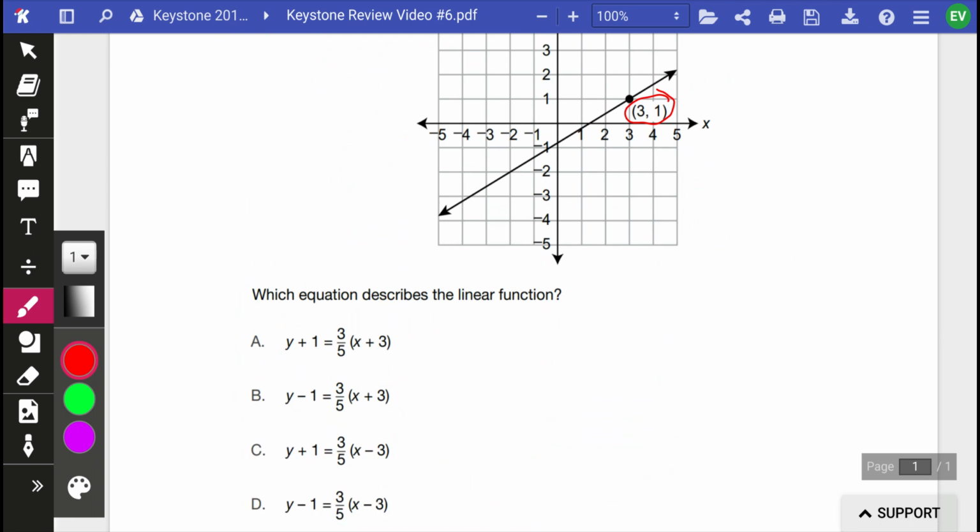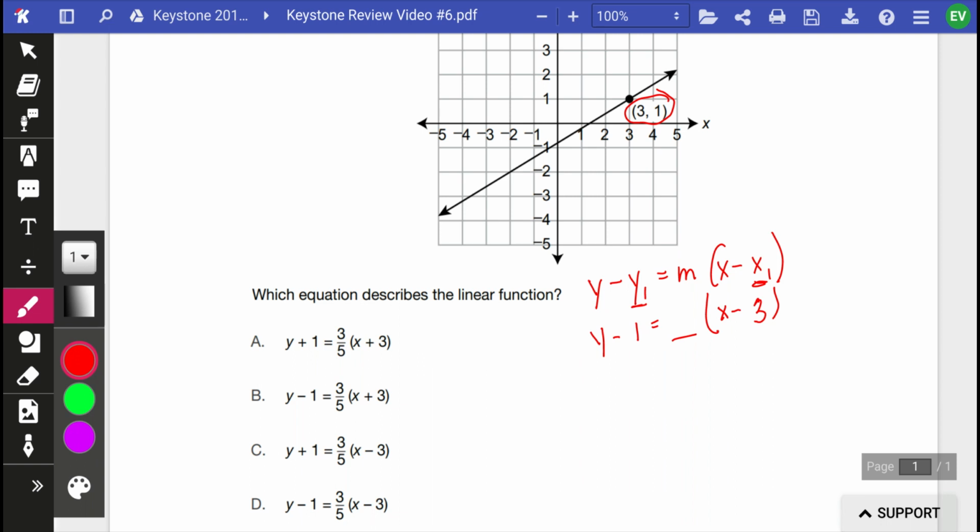If you look at our choices, A, B, C, and D, these are all in point slope form. That means we need the point, we need a slope. So the point is (3, 1). Our point slope form, remember this is on your formula sheet, is y minus y1 equals m times x minus x1, where y1 and x1 are your points. So the x1 is the x coordinate of your point, so we have x minus 3. And we have y minus 1 because that's the y coordinate of your point. All we need to do is fill in our slope.